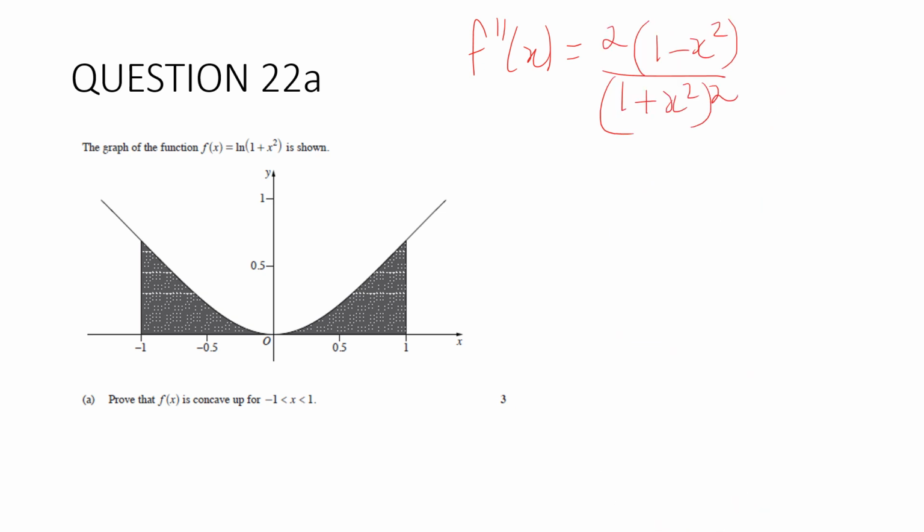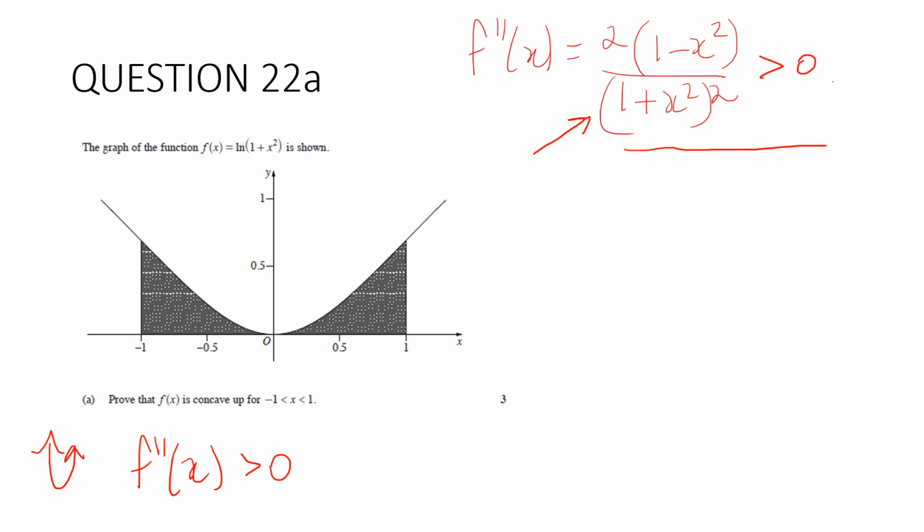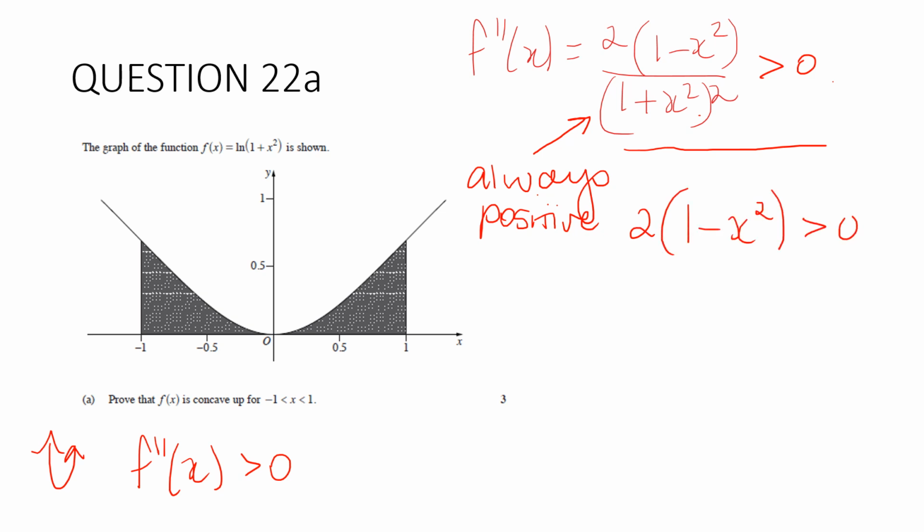Now for this to be concave up, we want our second derivative to be greater than 0. So we need to solve this greater than 0. Okay, the denominator is always positive, so there is no effect if I multiply both sides by 1 plus x squared, all squared. That's going to give me 2 brackets 1 minus x squared is greater than 0. 1 minus x squared is greater than 0.